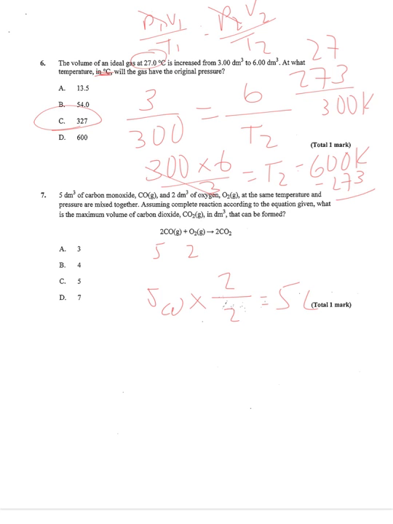O2, on the other hand, I start with 2 moles of O2, but I can make 2 CO2 per 1 mole of O2. So this is going to double to 4 CO2 that I can make. But still, 4 is less than 5, so B, I'm going to be limited to 4 decimeters cubed.